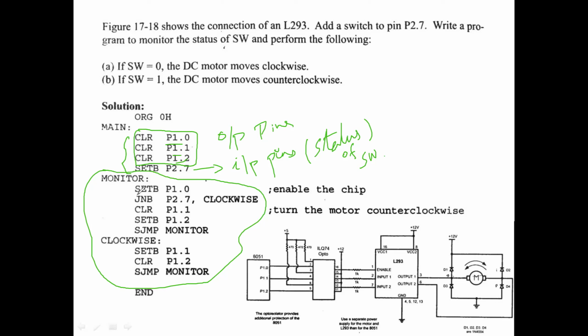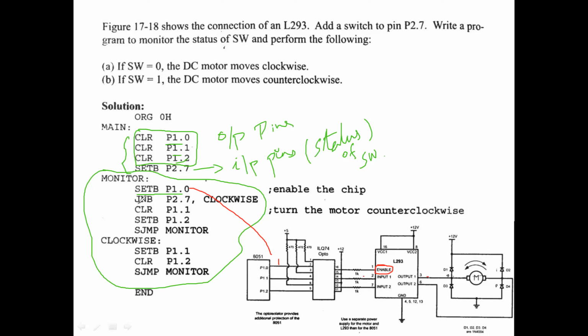Now I'm going to enable this particular pin. I have to put 1 here, that is, set bit P1.0. It is enabled. Now we have enabled the driver, so whatever 5 volt you provide here, you will get 12 volt here.